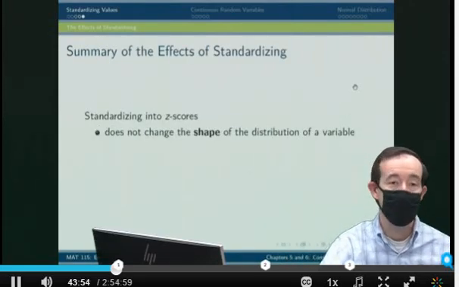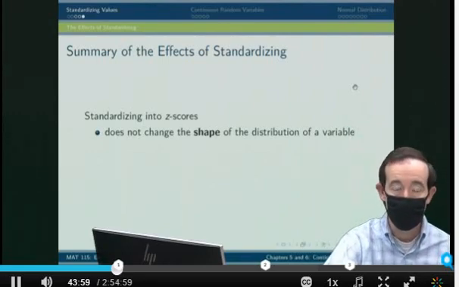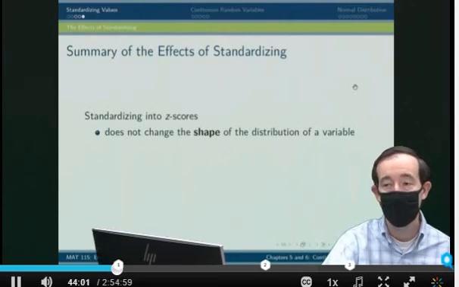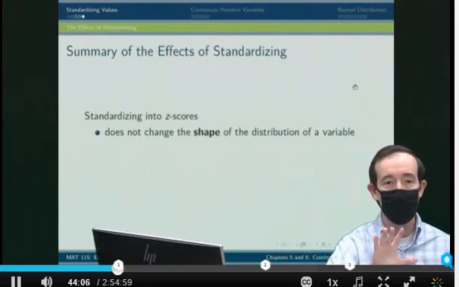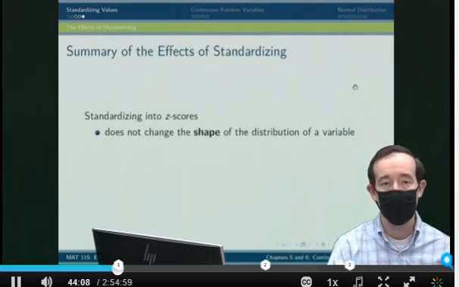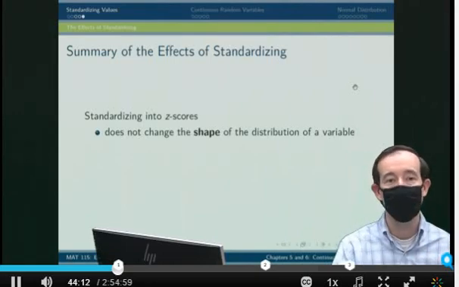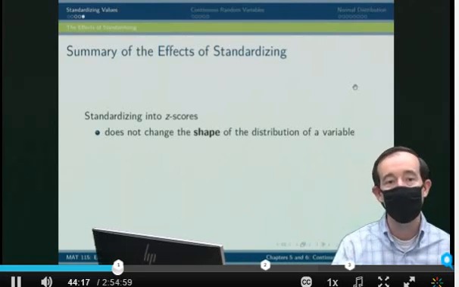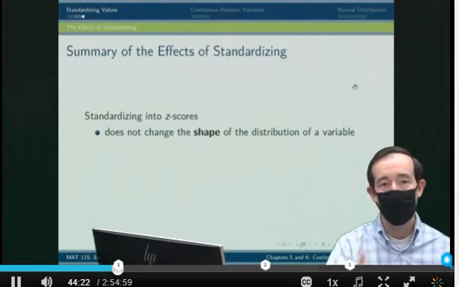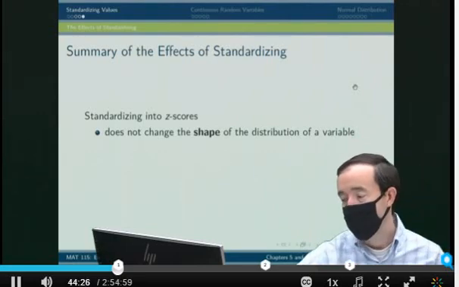So let's summarize what this does, because this will be important when we look at the normal distribution. When we standardize using z-scores, it doesn't change the shape of the distribution. It shifts things and changes the scale, but the overall picture is the same. If I were to zoom in on that scale, it would look exactly the same as it was before, or zoom out, depending on what happened before. But in either case, it would look the same. It's simply been moved and either zoomed in on or zoomed out on. Okay. So the shape is not changed.